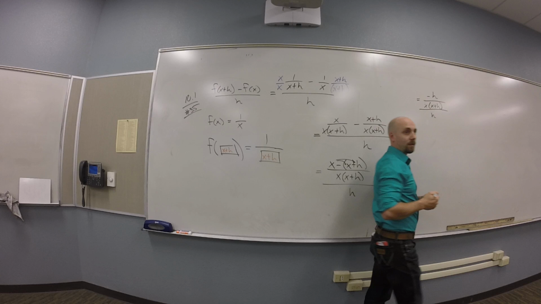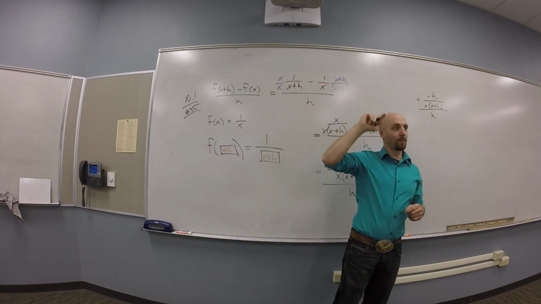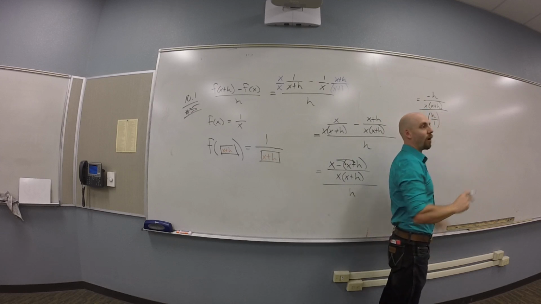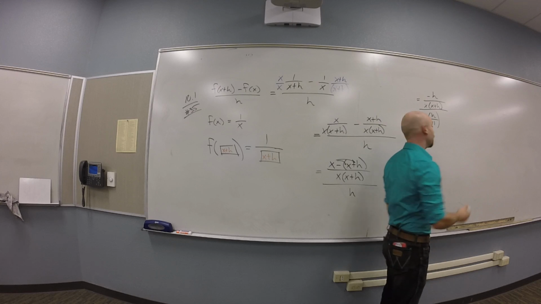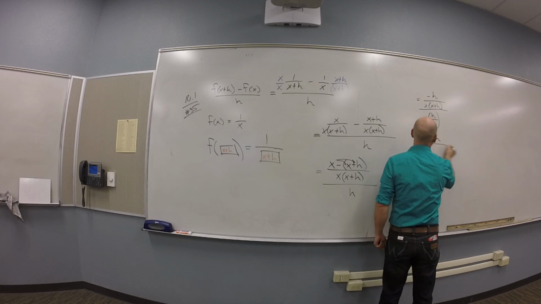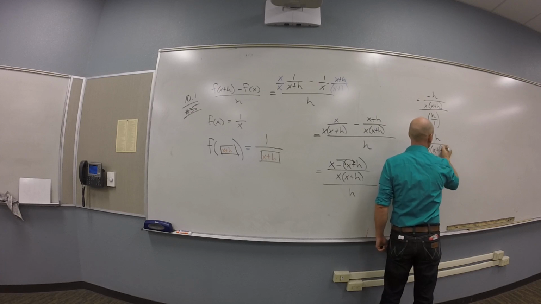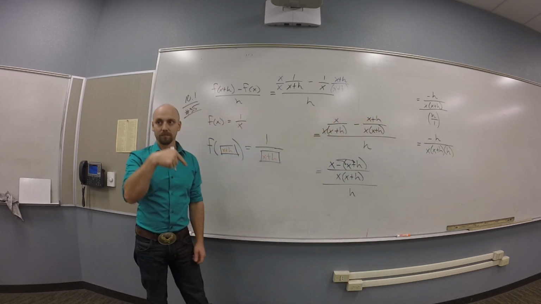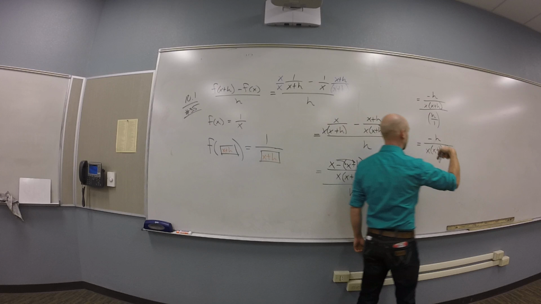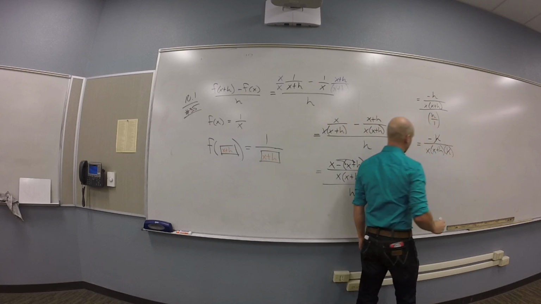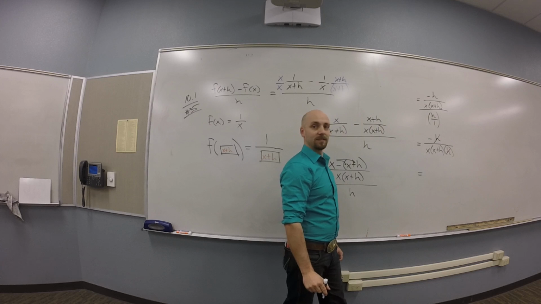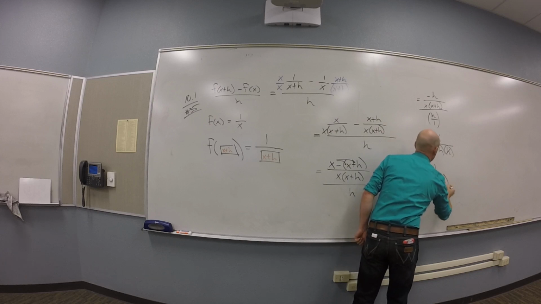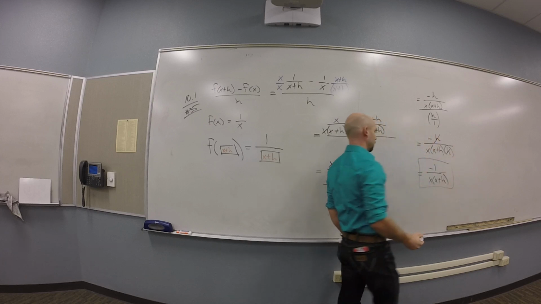So what you could do is multiply top and bottom by 1 over h. Or think to yourself you're dividing by h over 1, flip and multiply, right? Either way, what you're going to end up with here is a minus h over x times x plus h times h. So you get negative 1 over x times x plus h. Cool.